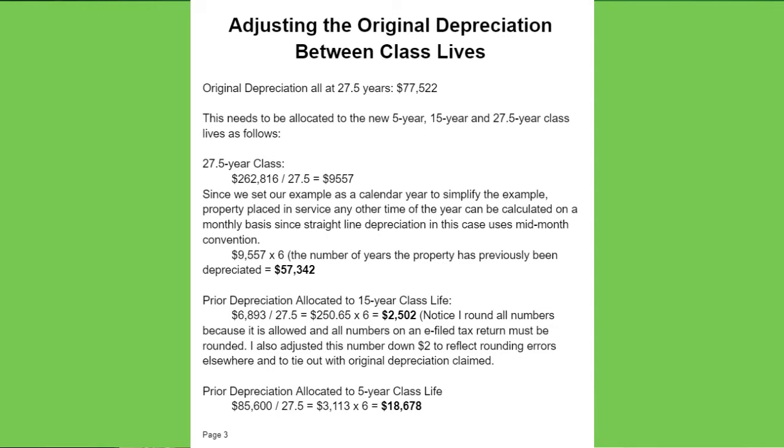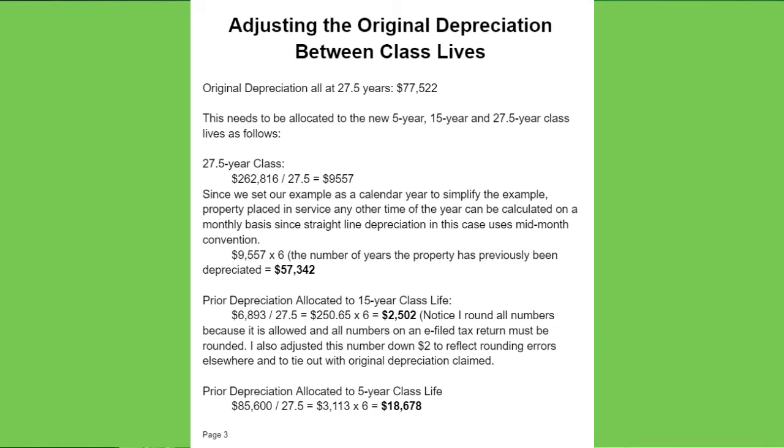We have to break that down. So we know that the $57,342 is the portion that's going to stay with the 27 and a half year class life of the depreciable property. You'll have to make an adjustment in your tax software for this depreciation schedule, and then the remainder, the difference, is going to end up being allocated to the other classes. So the next part of the placard is going to show us the math.